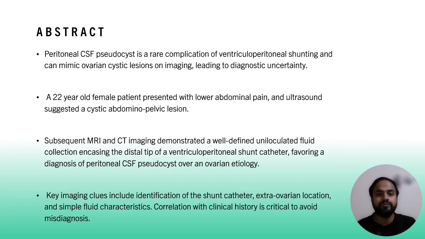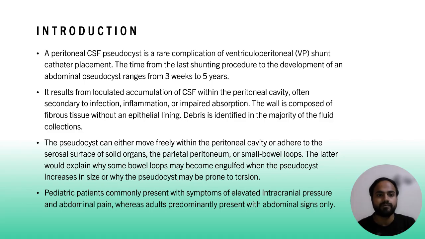A 22-year-old female patient presented with lower abdominal pain and ultrasound suggested a cystic abdominopelvic lesion. Subsequent MRI and CT imaging demonstrated a well-defined uniloculated fluid collection encasing the distal tip of a ventriculoperitoneal shunt catheter, favoring a diagnosis of peritoneal CSF pseudocyst over an ovarian etiology. Key imaging clues include identification of the shunt catheter, extra-ovarian location, and simple fluid characteristics. Correlation with clinical history is critical to avoid misdiagnosis.